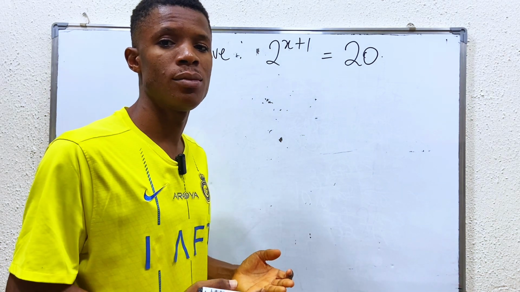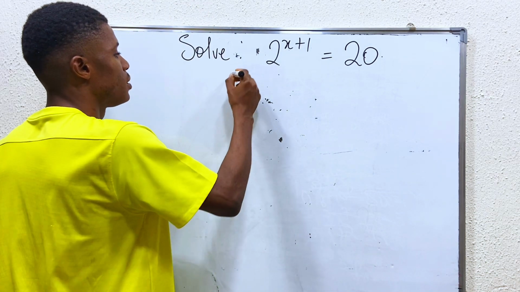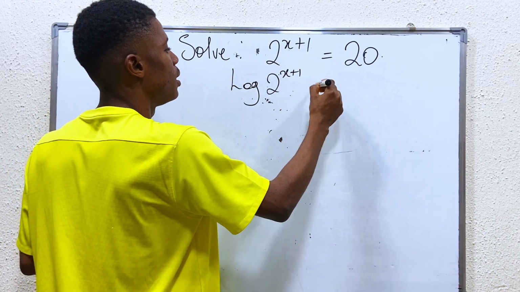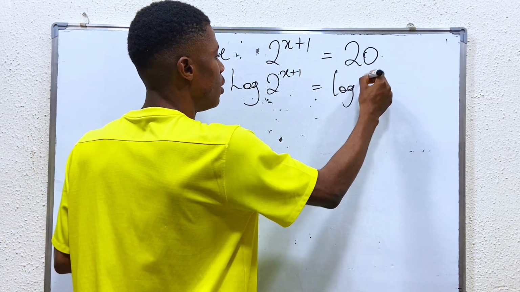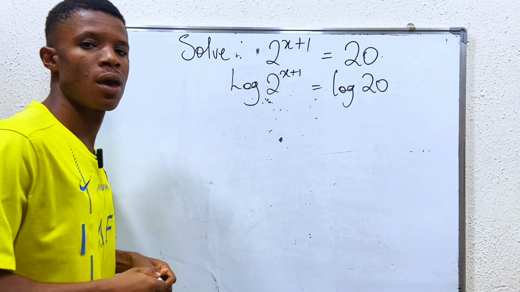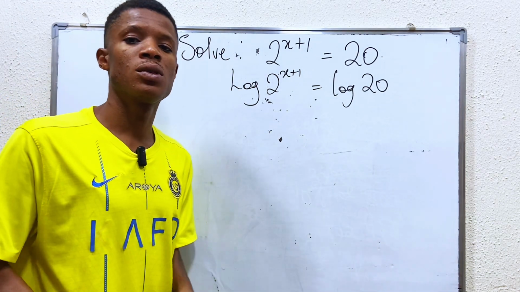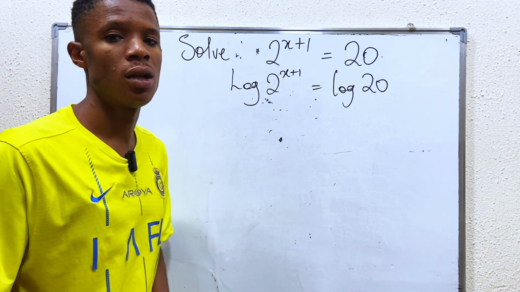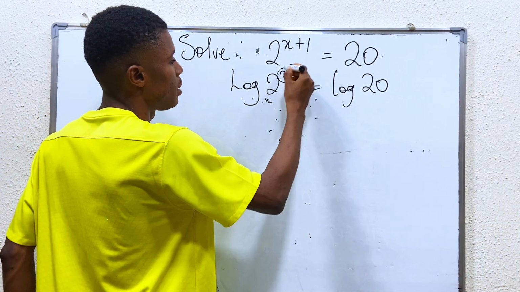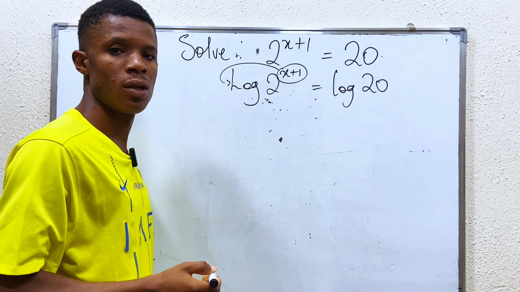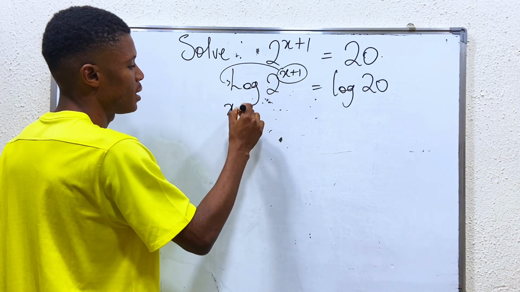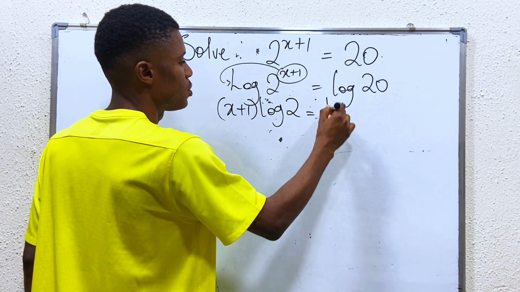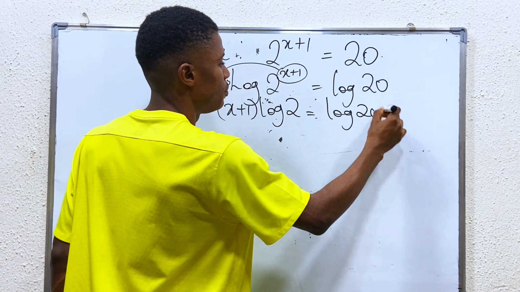So what do you do? You take the logarithm of both sides. So if you take the log of 2^(x+1), that's equal to the log of 20. The reason why we took the log is that logarithm allows us to multiply the power to the log. So we are going to multiply this power x + 1 to the log. So that becomes (x + 1) log 2 = log 20.